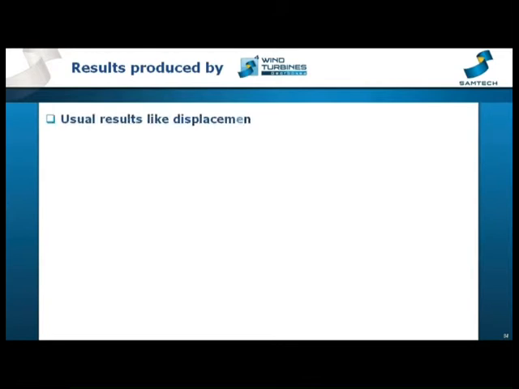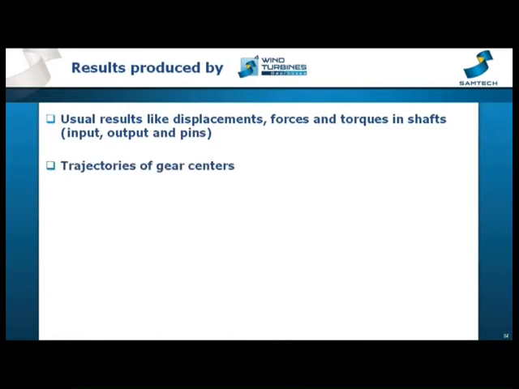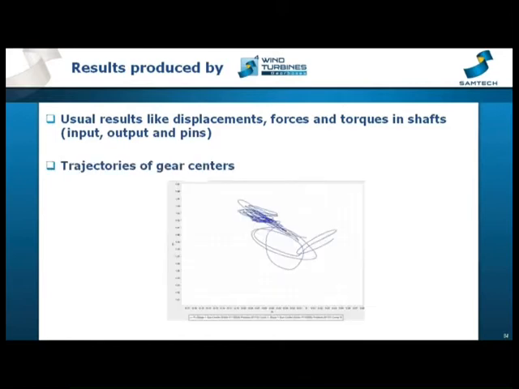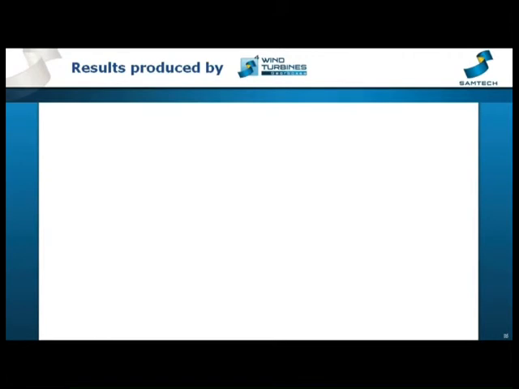We can of course plot the usual displacements of any node, forces and torques applied on shaft and pins, or contact forces between gears, and then post-process them. For example, we might wish to plot trajectories of gear centers. But since we can use a relatively high level of detail in our models, we can also predict more advanced phenomena, like the clearance and bearings taken up during emergency stops.